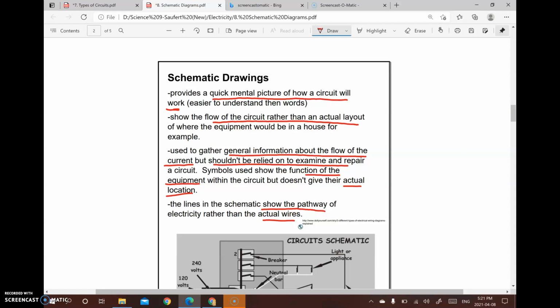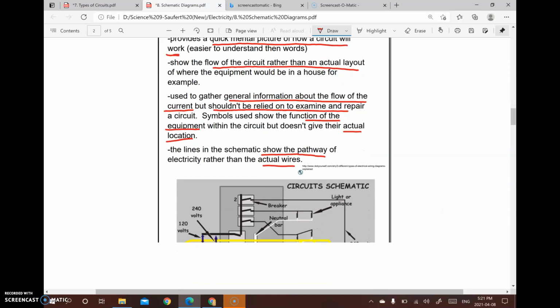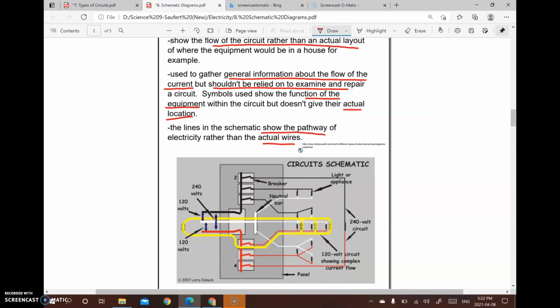Symbols used show the function of the equipment within the circuit, but don't give their actual location. The lines in the schematic show the pathway of electricity rather than the actual wires. And here we have a little more detailed schematic drawing.